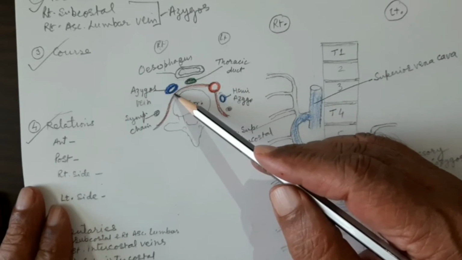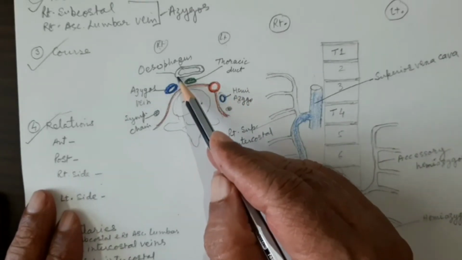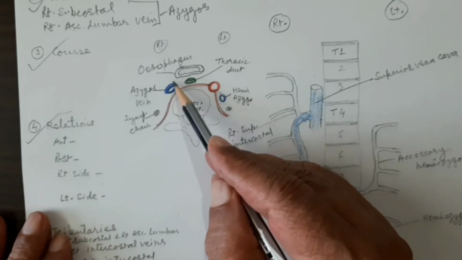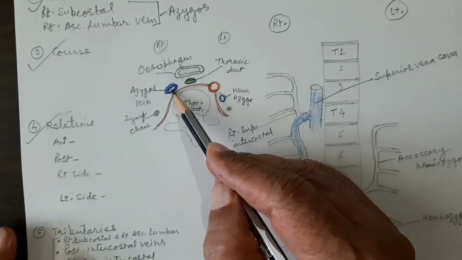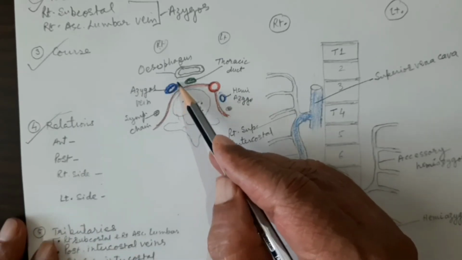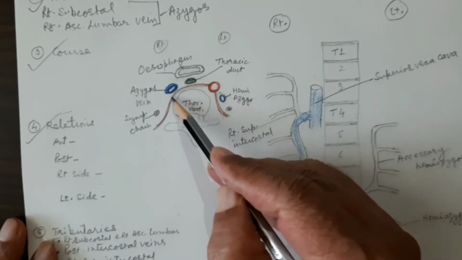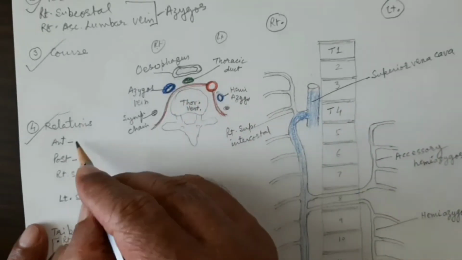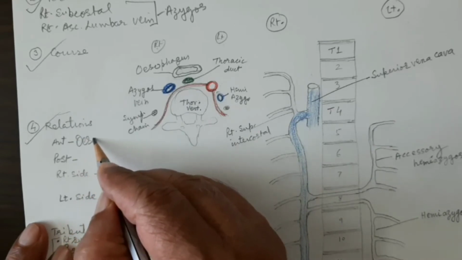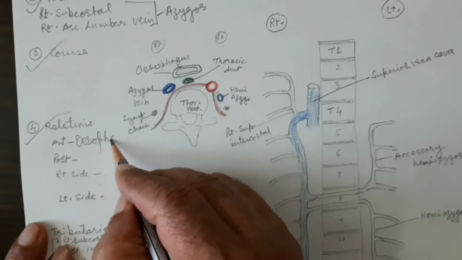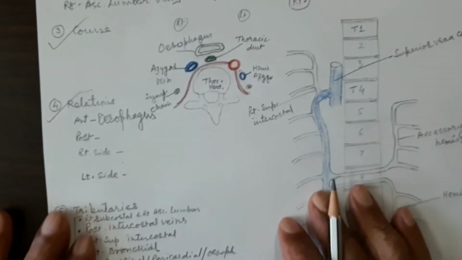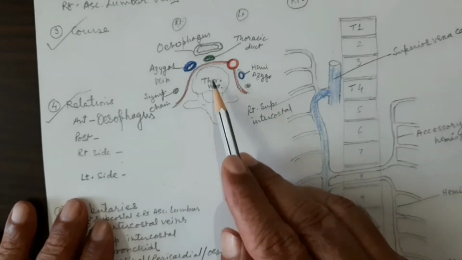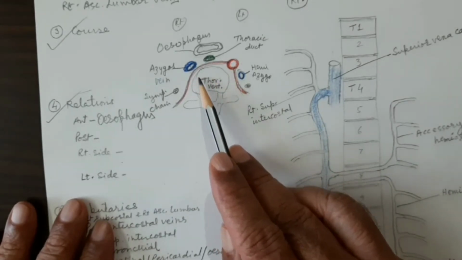Anteriorly it is related to the esophagus. See this? Partly, that means the right margin of the esophagus is overlapping the azygos vein, which is lying onto the right side of the body of the thoracic vertebrae. So anteriorly it is the esophagus. What lies onto the posterior side? Let us see the posterior side.